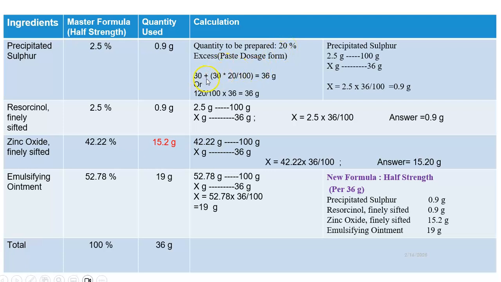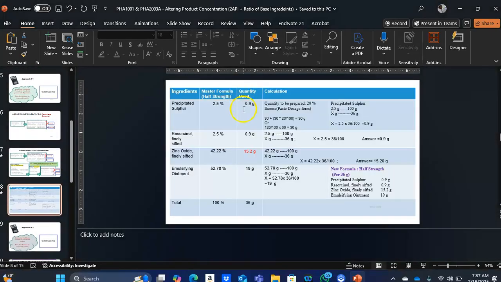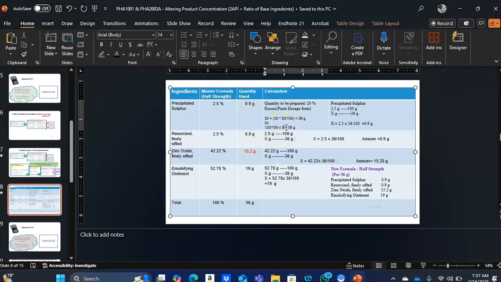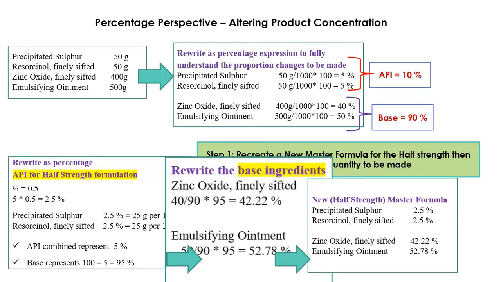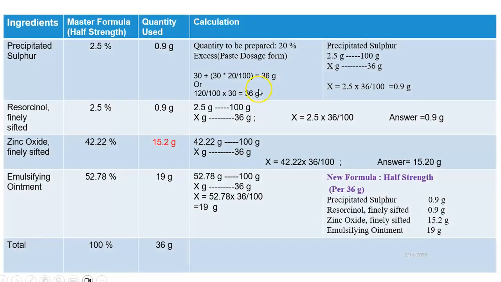Now, to do the calculation, 20% excess is made for paste. So we'll say 30 plus 20 over 100 times 30 would give you 6 grams, so that's 36 grams. Or I like to put 120 over 100 times 30 to give you 36 grams.